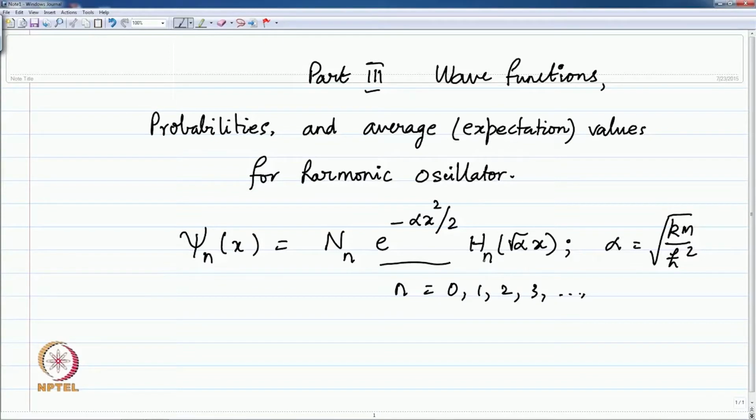And then the other part of the harmonic oscillator wave function is the solution to the Hermite's differential equation, which is given in terms of the Hermite polynomials h n, again of root alpha x, so that the polynomial has quantities which are dimensionless, and the quantum number n is of course 0, 1, 2, 3, etc.